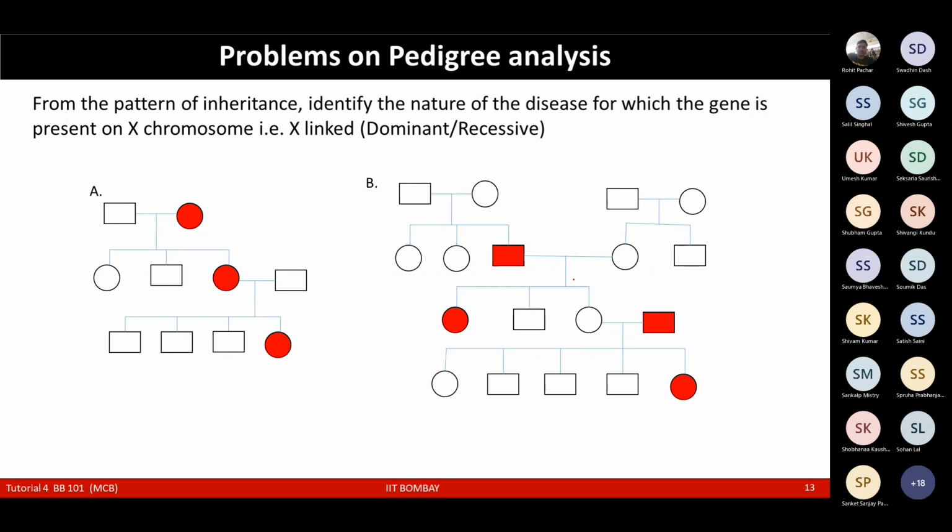Now answer. If the affected male is mating with the female, then in the second generation we are getting an affected female, and in the third generation also we are getting an affected female. So which kind of nature is it? X-linked dominant or recessive? Dominant. It's true. Likewise, answer part B.